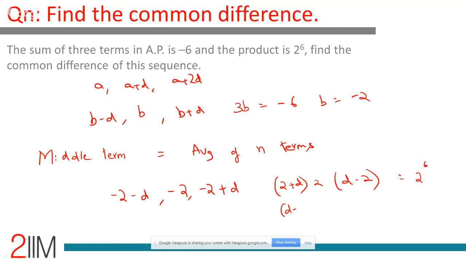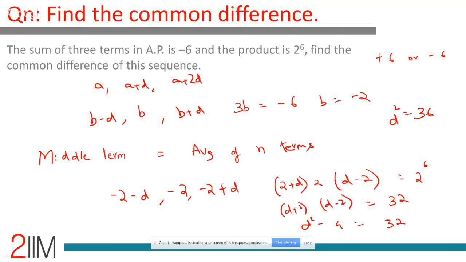Or (d plus 2) into (d minus 2) is 2 power 5, which is 32. d square minus 4 is 32, or d square equals 36. d could be plus 6 or minus 6. What is the common difference of the sequence? It's either plus 6 or minus 6. The terms are -2 minus 6, -2, -2 plus 6, or the other way around.